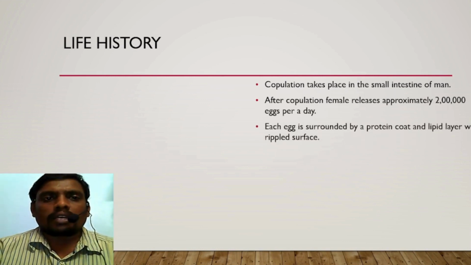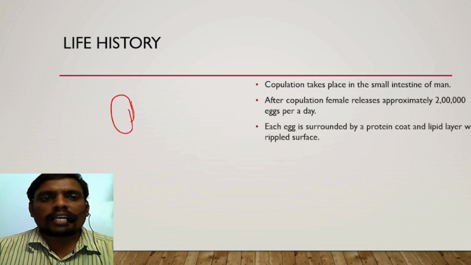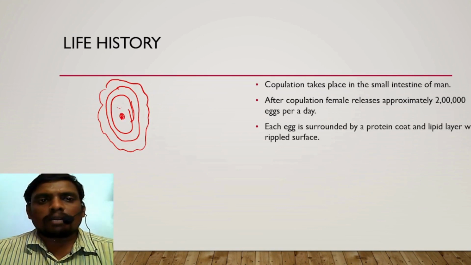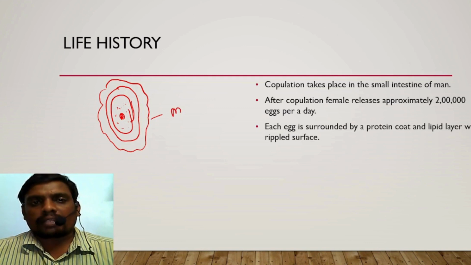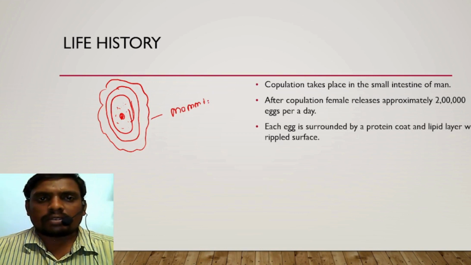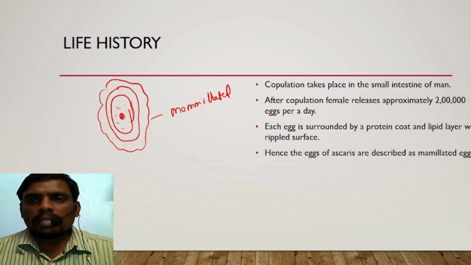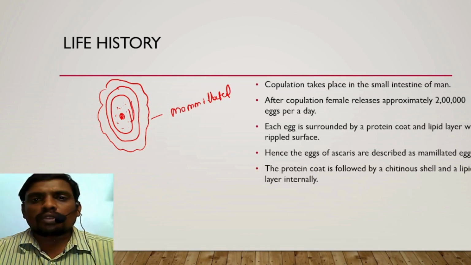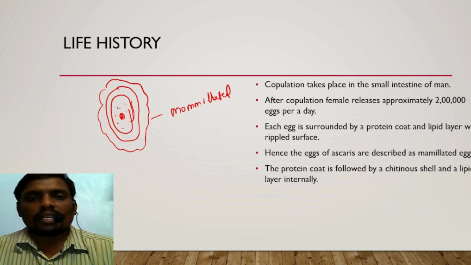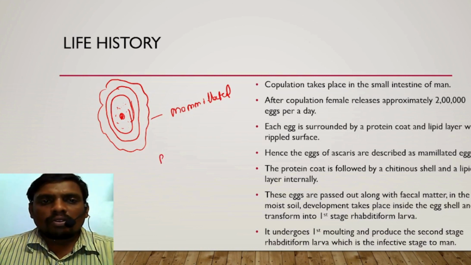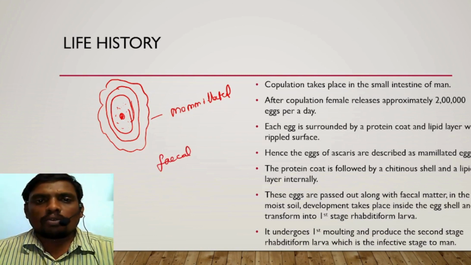Each egg is surrounded by a lipid coat and a protein coat with a rippled surface. Hence, such eggs are commonly called mammillated eggs. The protein coat is well developed with a chitinous shell and a lipid layer internally. The eggs are passed along with the fecal matter into the moist soil.